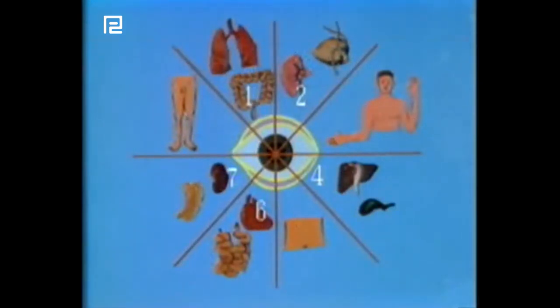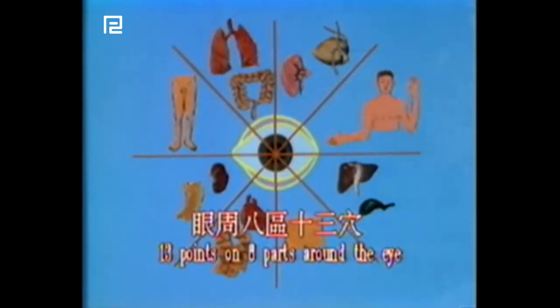Divided as such, in parts 1, 2, 4, 6, and 7, there are 2 points for each, pertaining to a pair of zang and fu viscera. In parts 3, 5, and 8, there is 1 point for each. As for the nomenclature, the points are either named after the corresponding zang fu organs or after the ordinal numbers of the part where the point is located. Collectively, they are called the 13 points or the 8 parts around the eye.